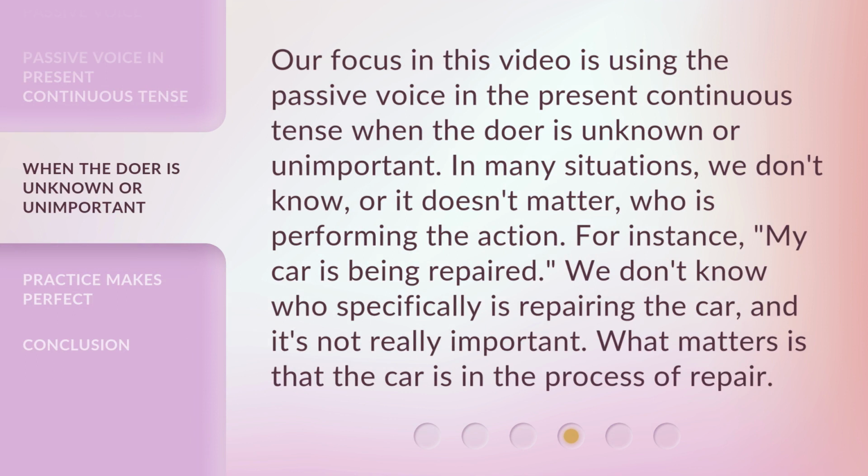Our focus in this video is using the passive voice in the present continuous tense when the doer is unknown or unimportant. In many situations, we don't know, or it doesn't matter, who is performing the action. For instance, my car is being repaired. We don't know who specifically is repairing the car, and it's not really important. What matters is that the car is in the process of repair.